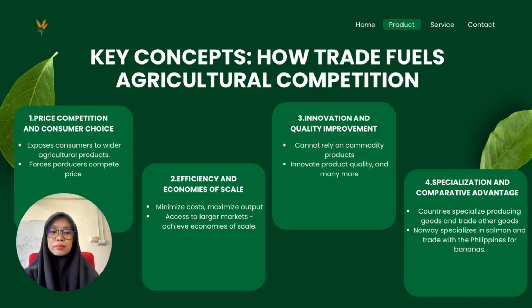For example, it makes no economic sense for Norway to use expensive land and labor to grow bananas in greenhouses. Instead, Norway specializes in what it's good at, such as salmon farming and dairy, and trades with tropical nations like Ecuador or the Philippines for bananas. This specialization, driven by competition, leads to a more efficient global allocation of resources and higher total output.